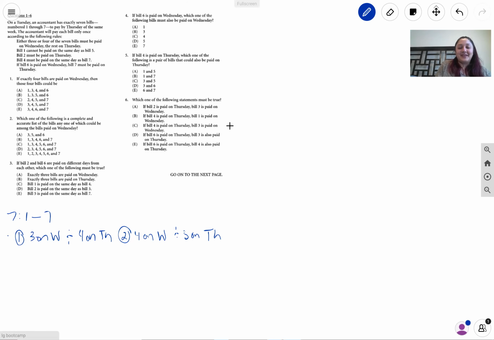But let's keep moving. The second rule says bill 1 cannot be paid on the same day as bill 5. So that means if bill 1 is paid on Wednesday, then bill 5 has to be paid on Thursday. They can never be together. So 1 and 5 can never happen together. Does that make sense to everyone? I'm going to assume yes.